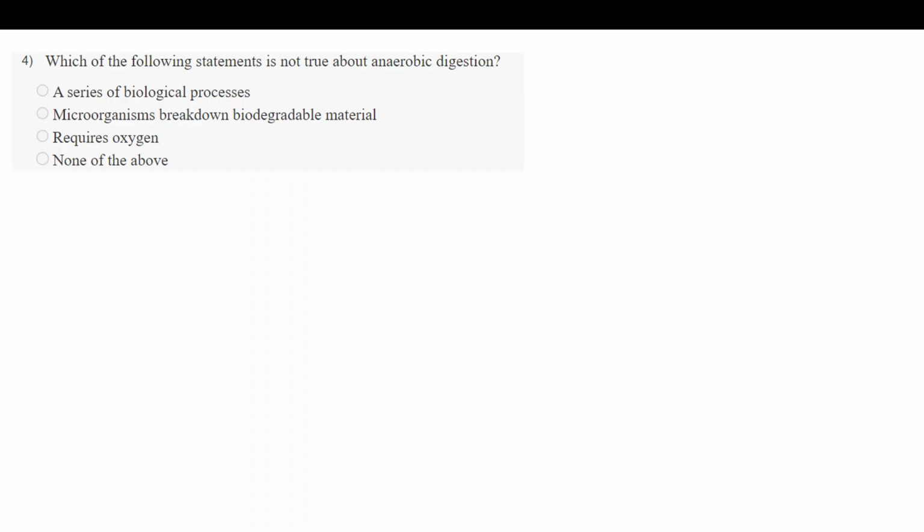Next question is, which of the following statements is not true about anaerobic digestion? First option is a series of biological processes. Second, microorganisms break down biodegradable material. Third is requires oxygen. And last option is none of the above. Can you tell me?